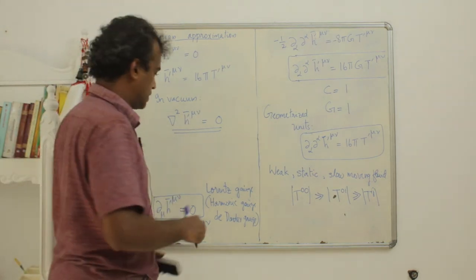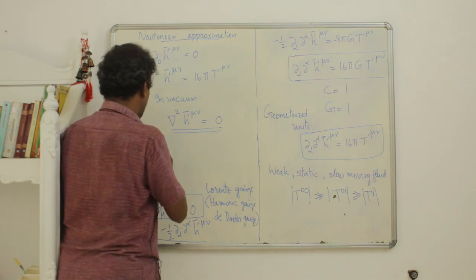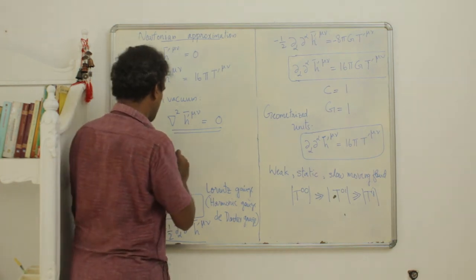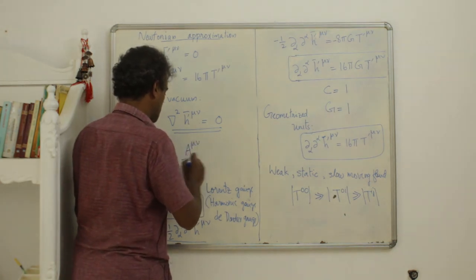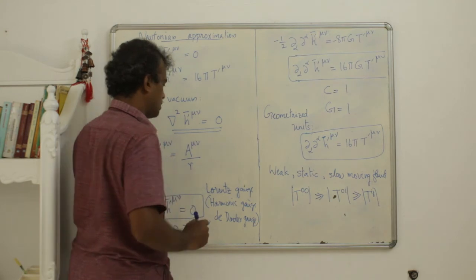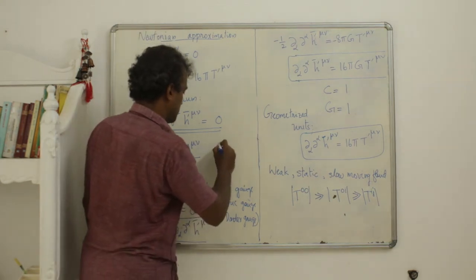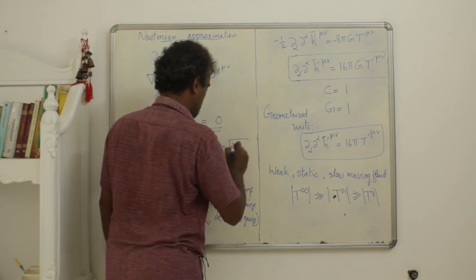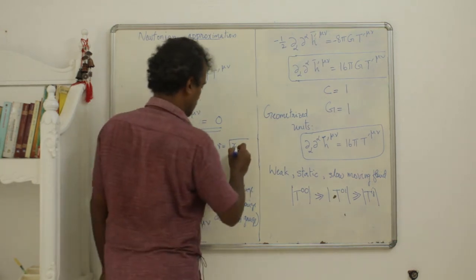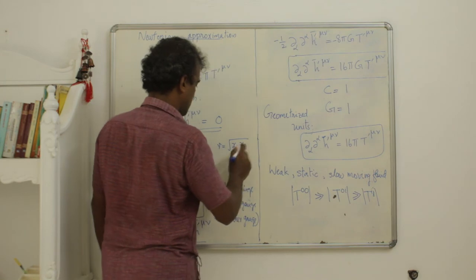The solution to such a Laplace equation is well known. It is known to be of the form h bar prime mu nu equal to some constant tensor eta mu nu divided by r, where r is the radial coordinate in the spherical polar coordinate system.